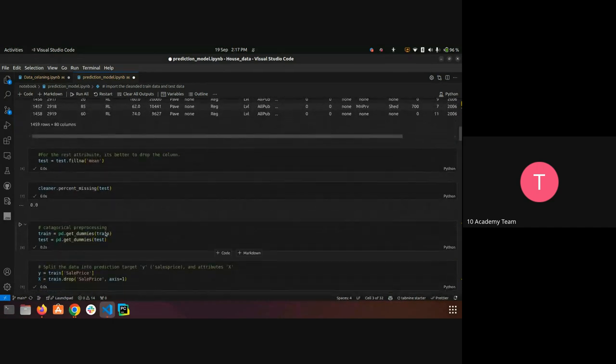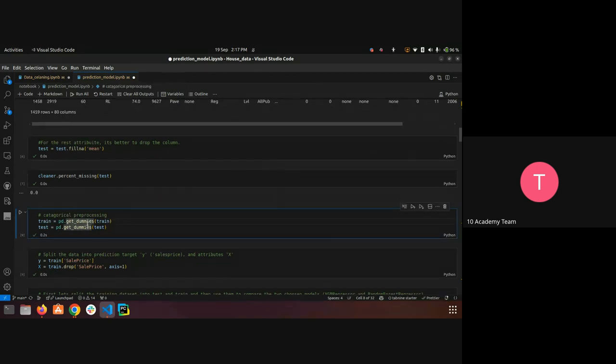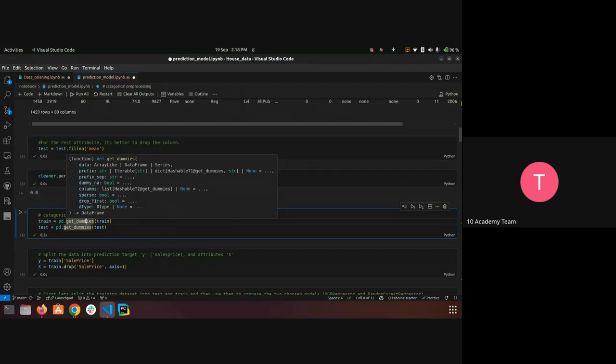And then after cleaning, we get dummies. That means the categorical values need to be changed to numerical values, so we have to encode them. For encoding, I just used pd.get_dummies, which is part of pandas, or you can use the OneHotEncoder or the LabelEncoder.